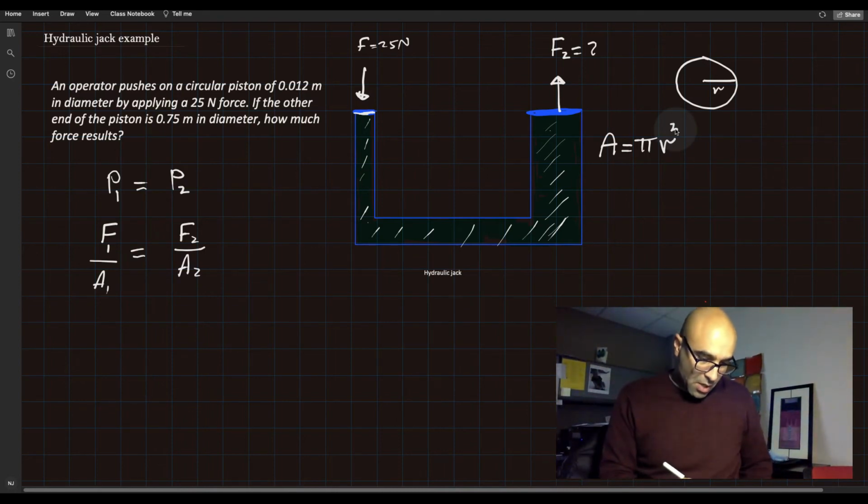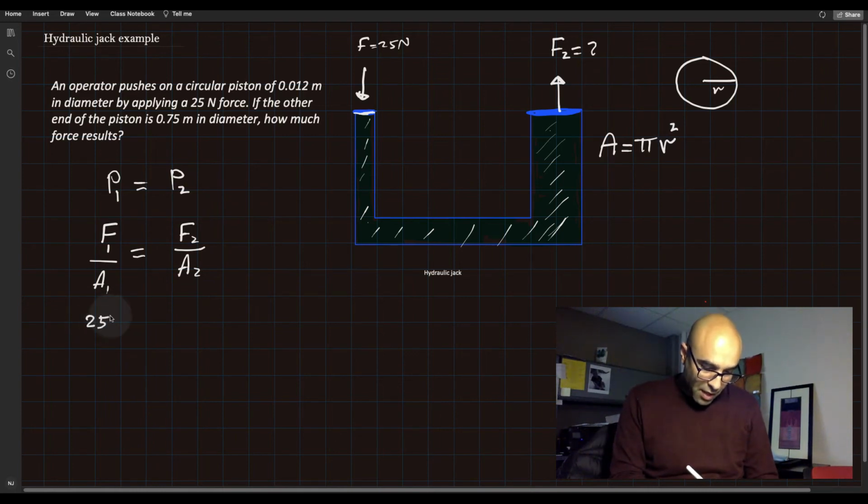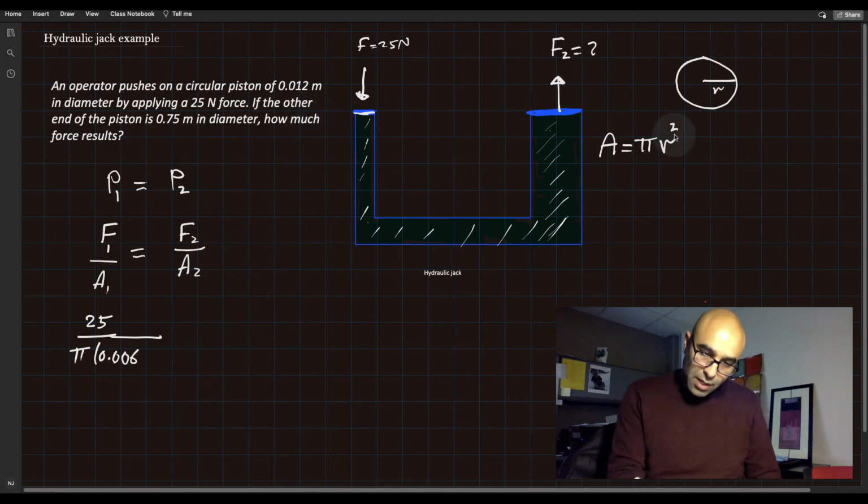So on the left side we have 25 divided by pi. Now r is the radius, but we are given the diameter, so we have to divide this by 2. 0.012 divided by 2 is equal to 0.006. And it's squared, as you can see, so I have to square this. We should not forget that.